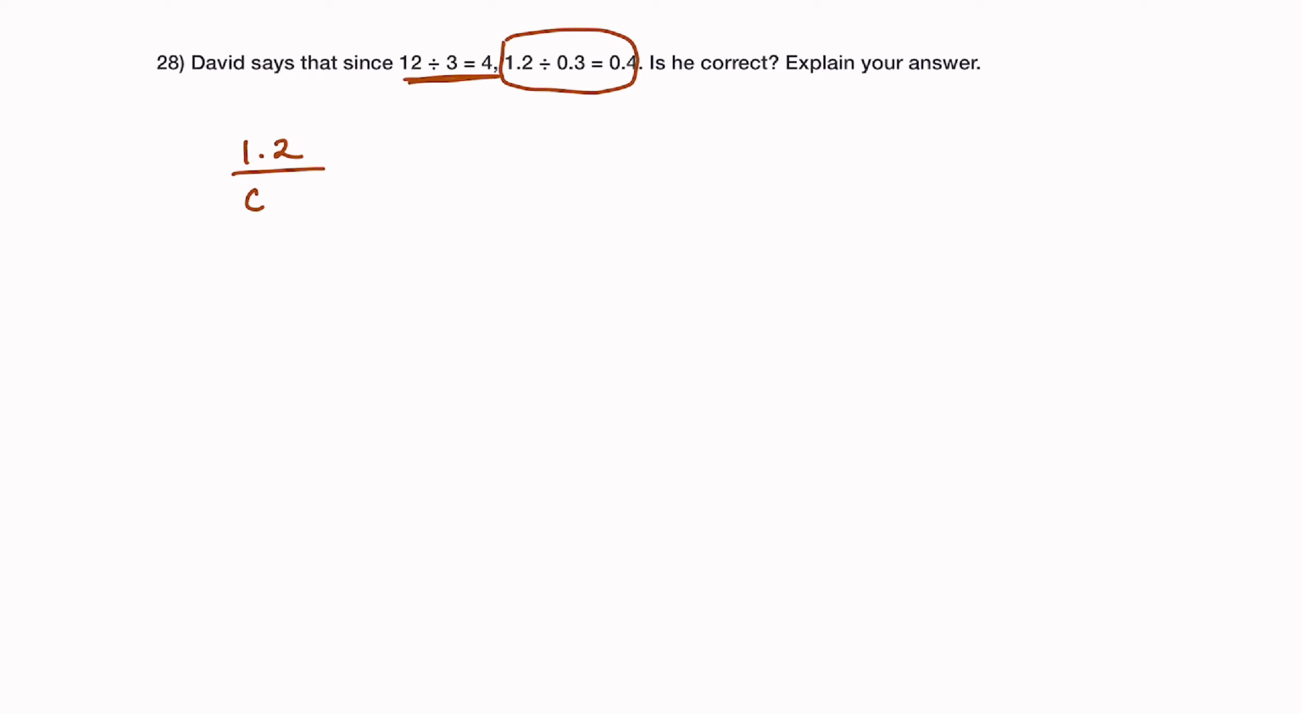1.2 divided by 0.3. David, watch carefully. So that's going to be 12 upon 3, right? Because we do times 10 and we do times 10 here. Both of them have only one decimal place. And 12 divided by 3 is what? 4. David, you need to be careful.